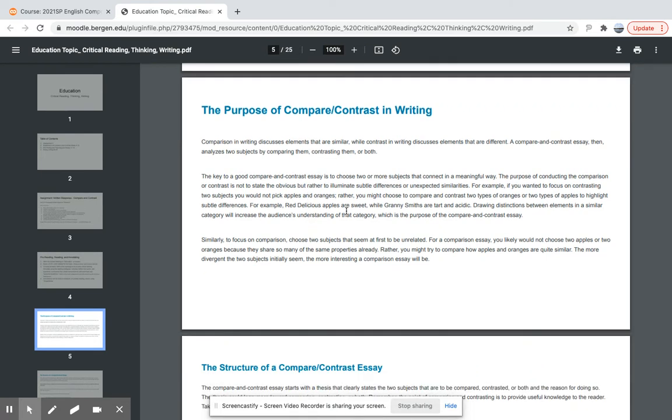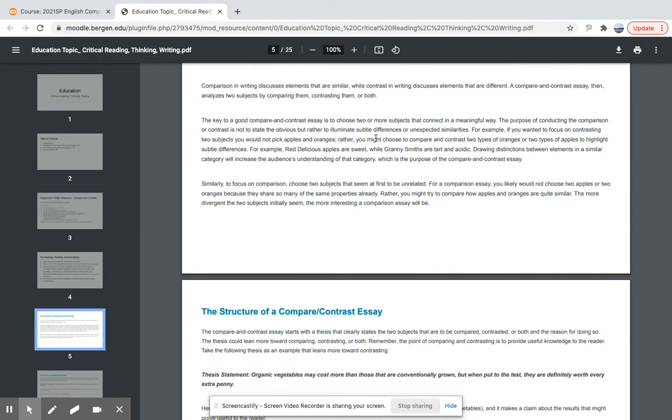The purpose of a compare-contrast in writing. Comparison in writing discusses elements that are similar, while contrast in writing discusses elements that are different. A compare and contrast essay then analyzes 2 subjects by comparing them, contrasting them, or both. The key to a good compare and contrast essay is to choose 2 or more subjects that connect in a meaningful way. The purpose of conducting the comparison or contrast is not to state the obvious, but rather to illuminate subtle differences or unexpected similarities.